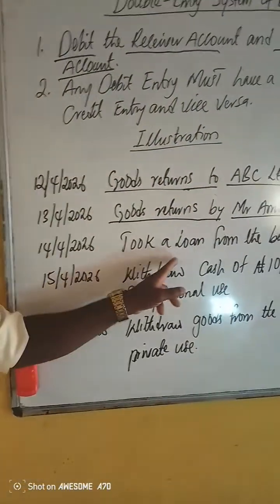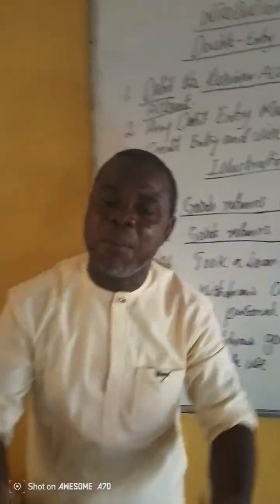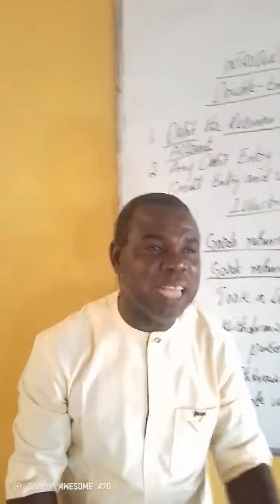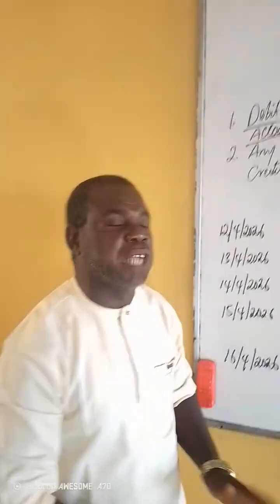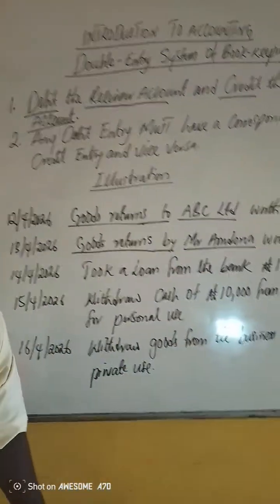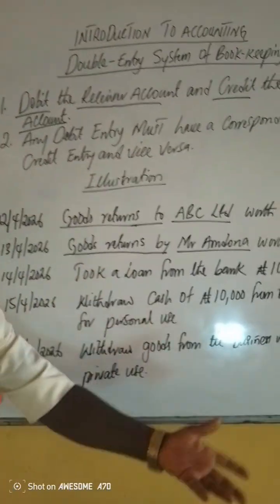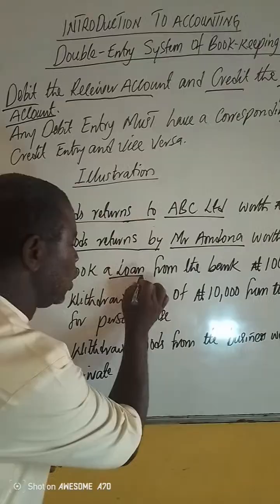Inward. The next transaction here we now say took a loan from the bank, 100,000. These are some of the transactions that are most confusing to learners, but we are still going to make it very clear so that anytime you see them, you'll be able to address them without any issue. So here we now say took a loan from the bank. Who is giving? Here, to identify the giver account and the receiver account, the giver account here means loan.